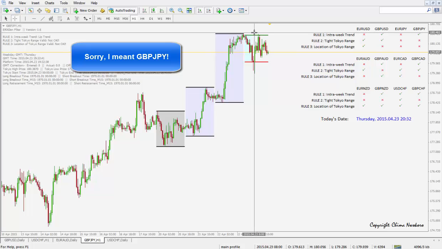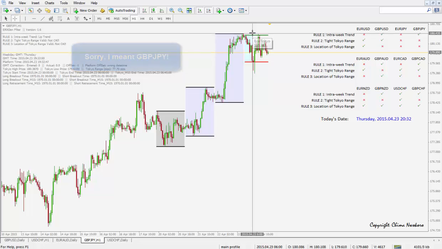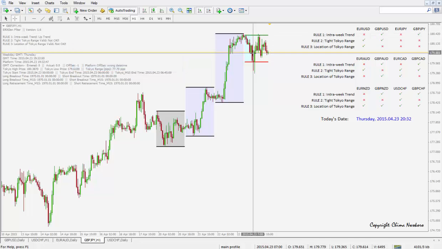At 7 a.m. UK time, which was 6 a.m. GMT, price was at this level, and at this level you can see the first rule, intra-week trend, remained. The second rule, tight Tokyo range, that was also valid, and the position of the Tokyo range was also at the top, above the top 30% of the previous day range.